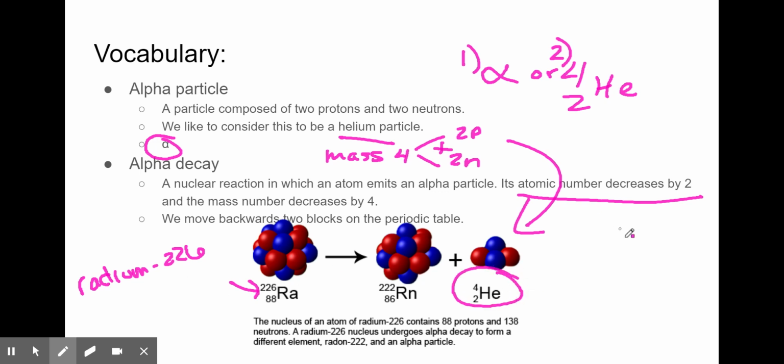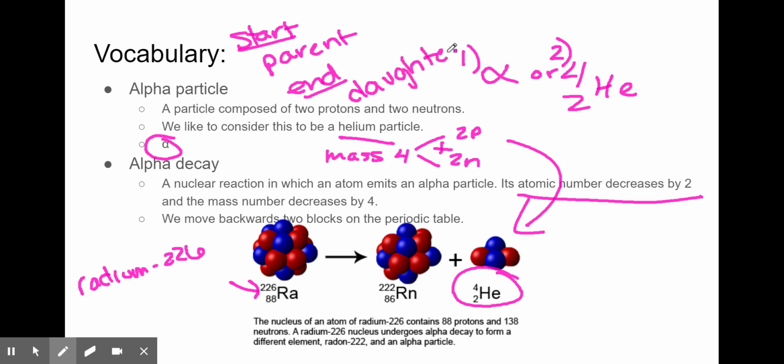How do I know that? On the right-hand side, we have an alpha particle or helium particle. To make this make a little more sense, and we'll further our study of parent isotopes and daughter isotopes in the next lesson, what we start with is called the parent, and what we end with, those are our daughter isotopes. So we go through alpha decay.